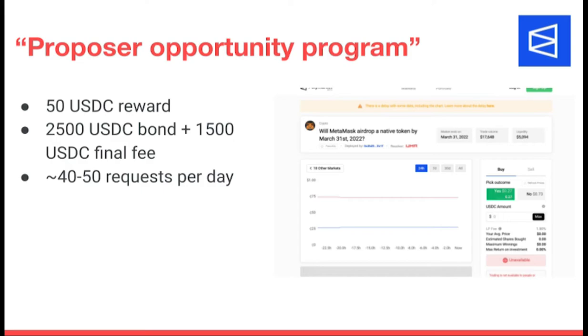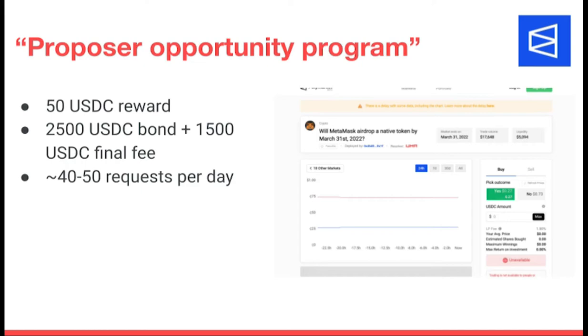If I wanted to do that, I could go in, and currently Polymarket sets all of their bonds at 2,500 USDC. There's also a $1,500 USDC final fee, but I could go in and post, basically putting into escrow, this $4,000 bond. If I was correct and nobody disputed my answer of the Lakers winning by more than 3 points, I would earn Polymarket's 50 USDC reward. It might seem like not a great deal, but right now there are approximately 40 to 50 requests going through, so there is a decent amount of money available to willing proposers in the system. I think it's a pretty cool opportunity.